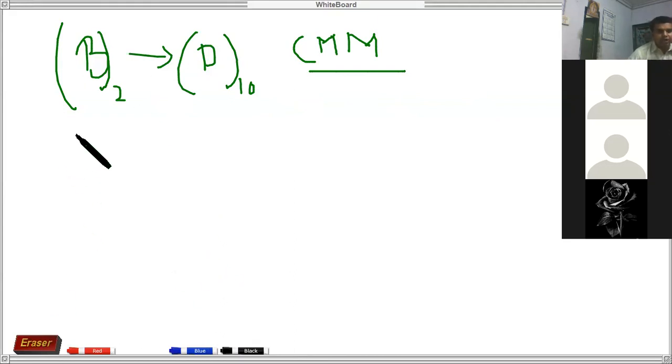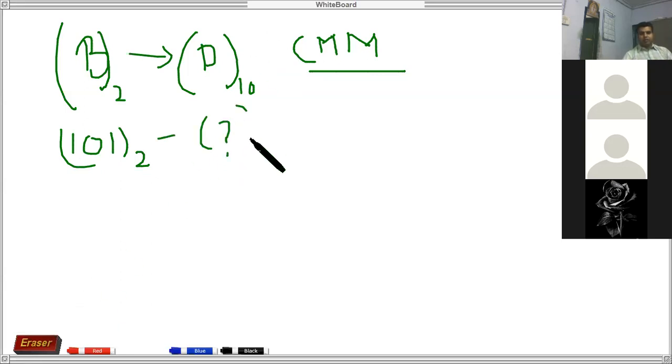We take a small number. Let's say 1, 0, 1. We are taking a very small number. Now we will see what the number is in the decimal system. What number appears if I convert this number into a decimal number? That is, I will take a binary number and convert it into a decimal number.